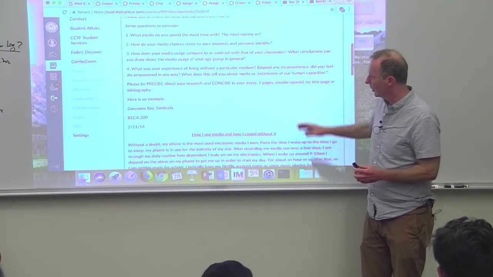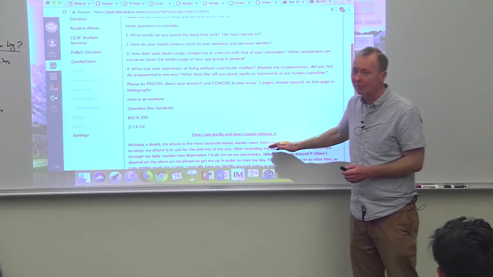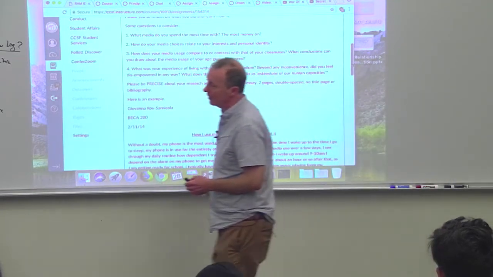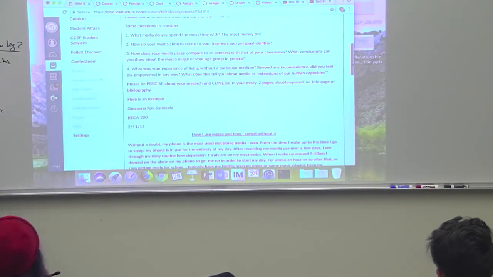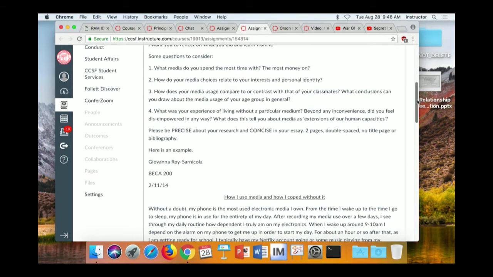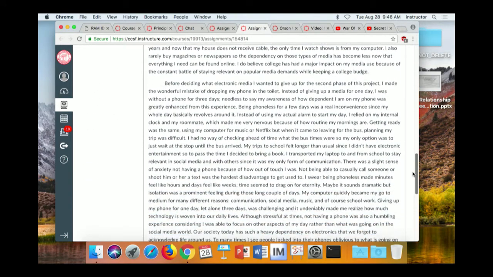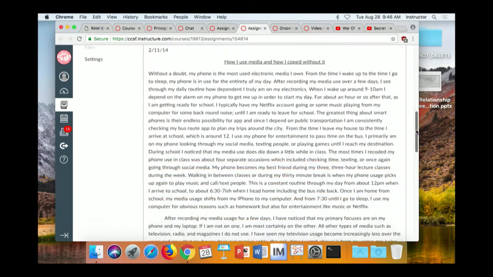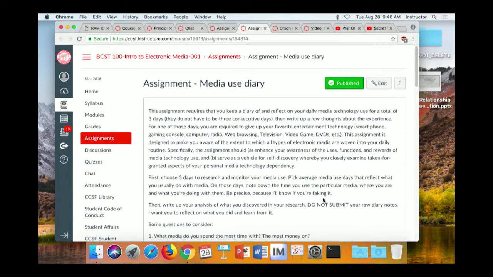Okay, and so as I said, down here is an example that's maybe a little bit longer than two pages. It's maybe like 2.5 or something, and that's okay if that happens to you. But you can read it over and maybe it'll clarify a little more what I'm asking for, if that still needs clarification. So any questions about this?